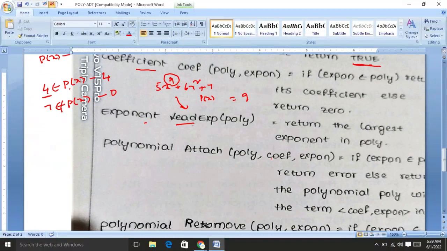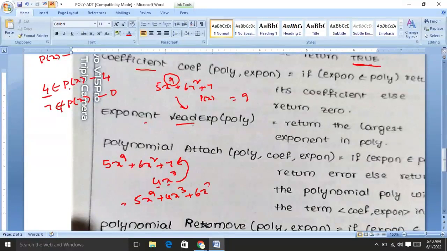And one more is attach, the attach polynomial coefficient and exponent. So I have 5x to the power of 9 plus 6x square plus 7. This is the polynomial. I am going to give 4x cube. So this is the coefficient, this is the exponent. I am using this attach function. This term is added to this polynomial, and the final polynomial is 5x to the power of 9 plus 4x cube plus 6x square plus 7. That means the new term is attached to the existing polynomial.